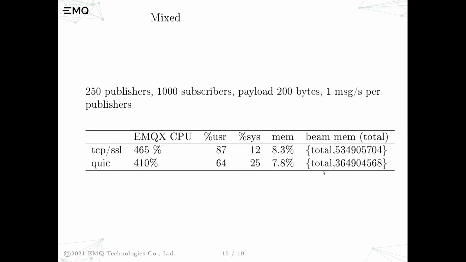Memory, it's more different. And here is the bin memory. I put it here. This is the Erlang memory printout for total. So the Erlang memory printout will not count the memory usage of MsQuic. That's why I put it here.